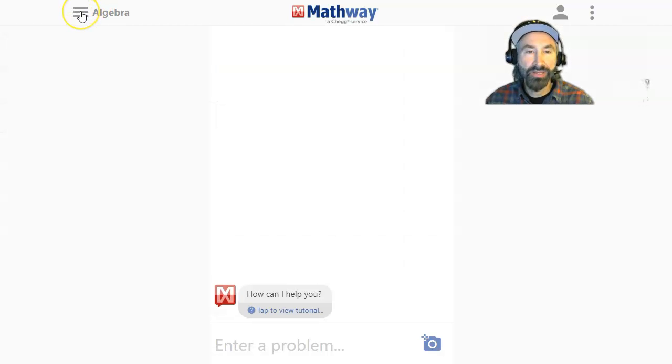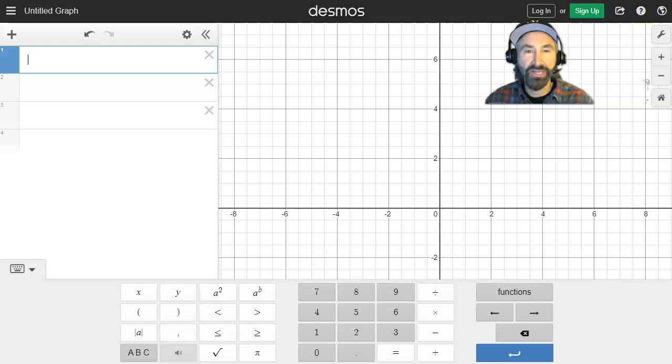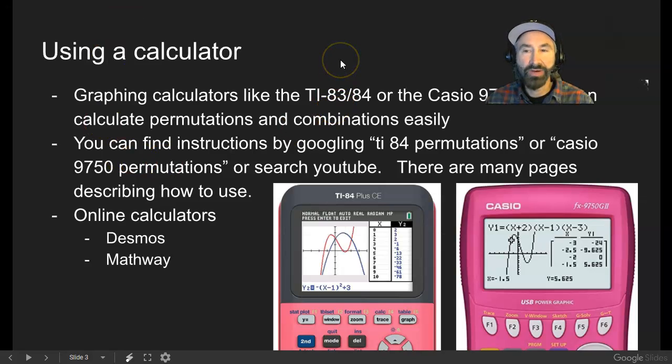And for Mathway, when you go there, the default calculator is algebra, so we'll switch to statistics, and then we can see we have things like permutations and combinations, and I'll show you more of that in just a sec. Okay, let's continue on. I'll try to demonstrate those online calculators for you.